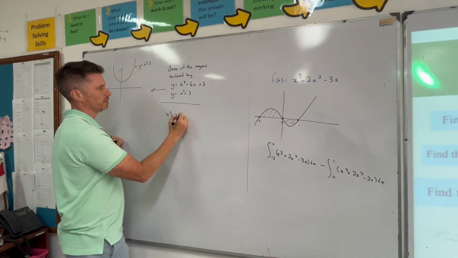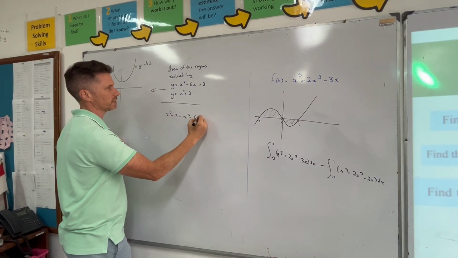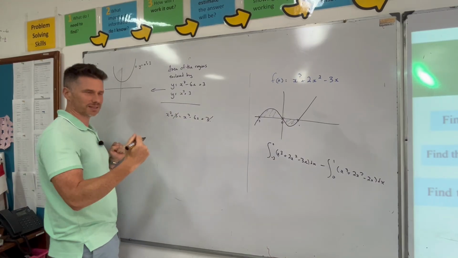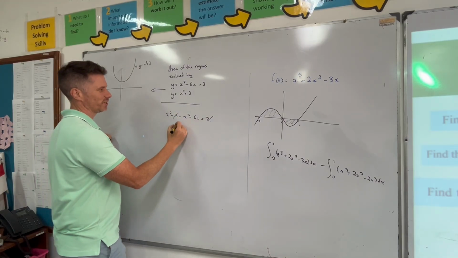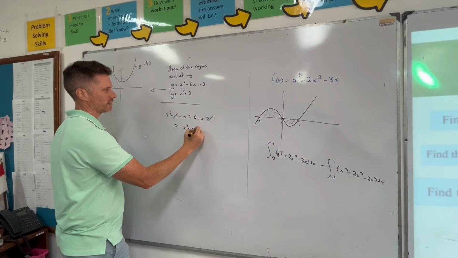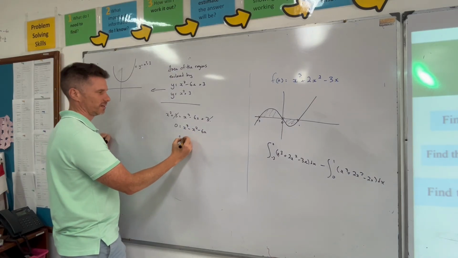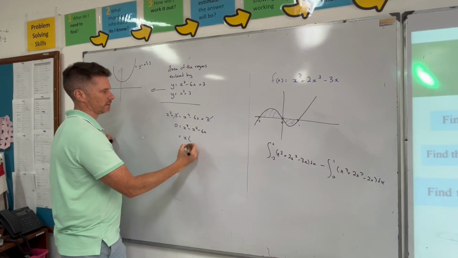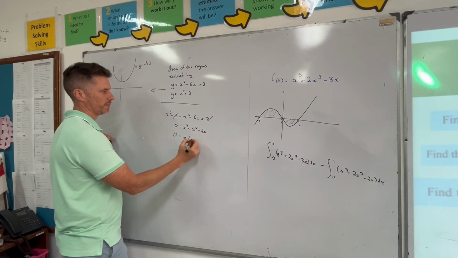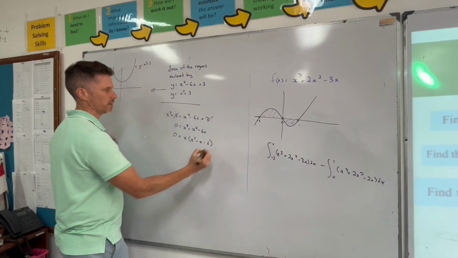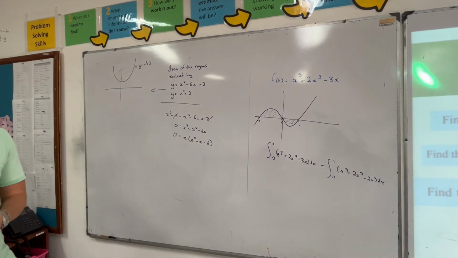x cubed plus 3 equals x cubed minus 6x plus 3. These will cancel out. So 0 is equal to x cubed minus x squared minus 6x. Fantastic. So we got a 0 here as a point of intersection of the two. And we got x squared minus x minus 6. Do you want to take over from here and do a bit more?